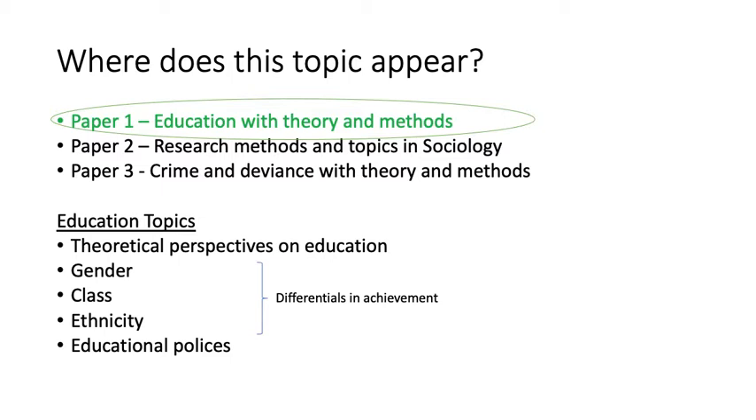We've got theoretical perspectives, so you've got your functionalism, Marxism, all of those, gender, class, ethnicity, and educational policies. For the gender, class, and ethnicity topics, they're all about differentials in achievement. So why do certain groups achieve less or more than other groups? And in today's video, we're going to be looking at gender. Have a look on my channel for other videos on those topics coming up.